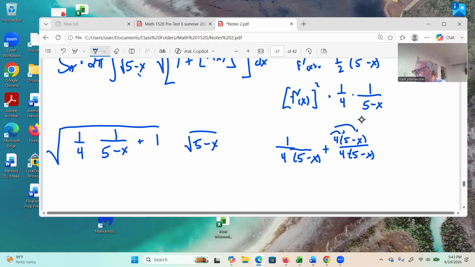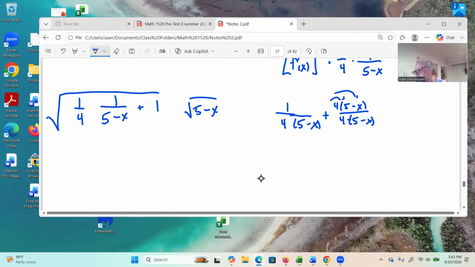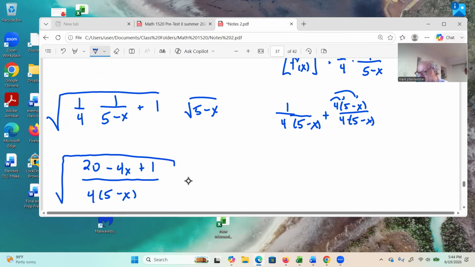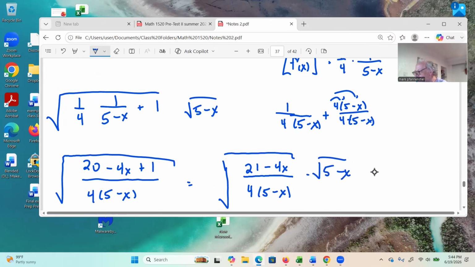Now we're going to multiply this out, because this one we actually have to multiply out because we want to combine numerators. So we're going to say this is going to be 20 minus 4x plus 1 over 4, 5 minus x. Notice that these are all common denominators and we're allowed to do that. Okay, still, this is all inside of a square root. So let's go ahead and fix this up a little bit. So we have a square root. Now we have 20 plus 1, so we have 21 minus 4x all over 4, 5 minus x. And then on the outside, we have 5 minus x dx. And we're going from 3 to 5.